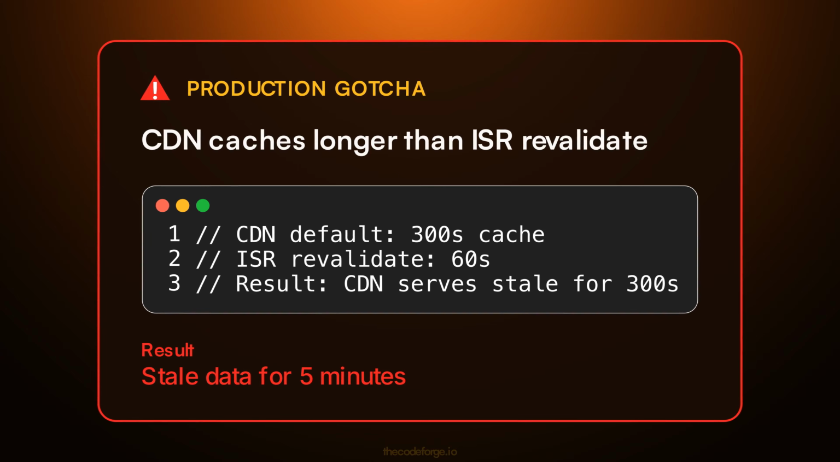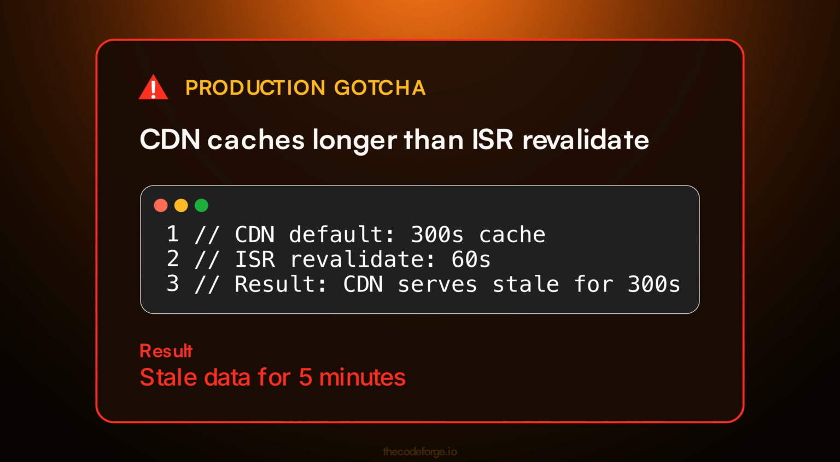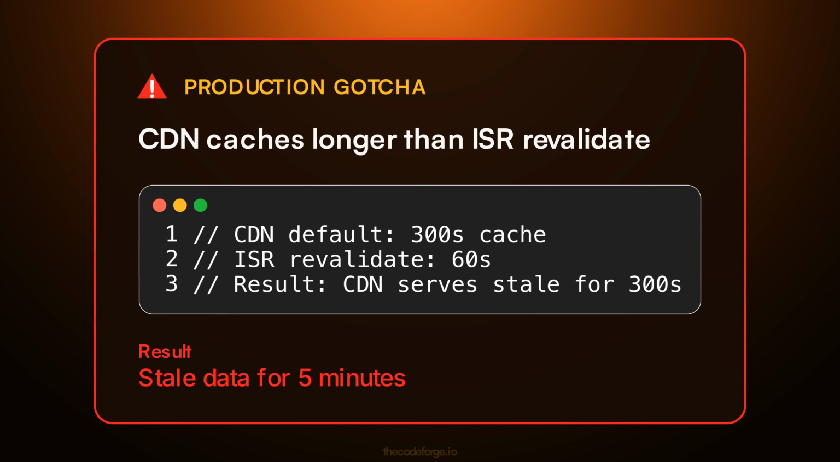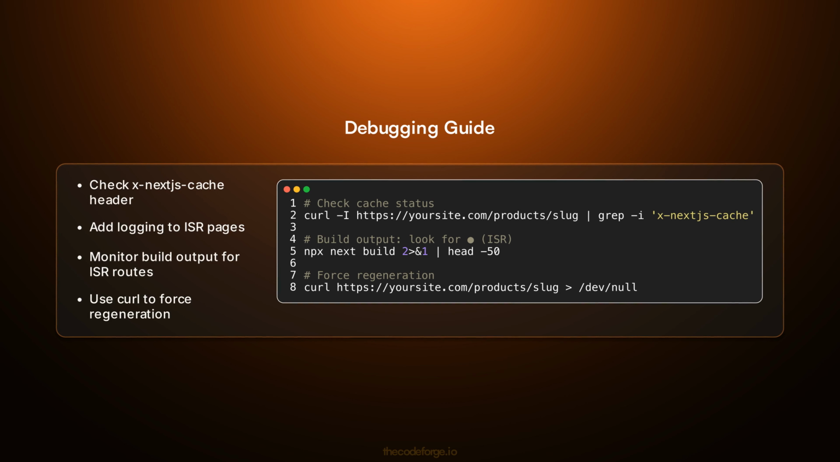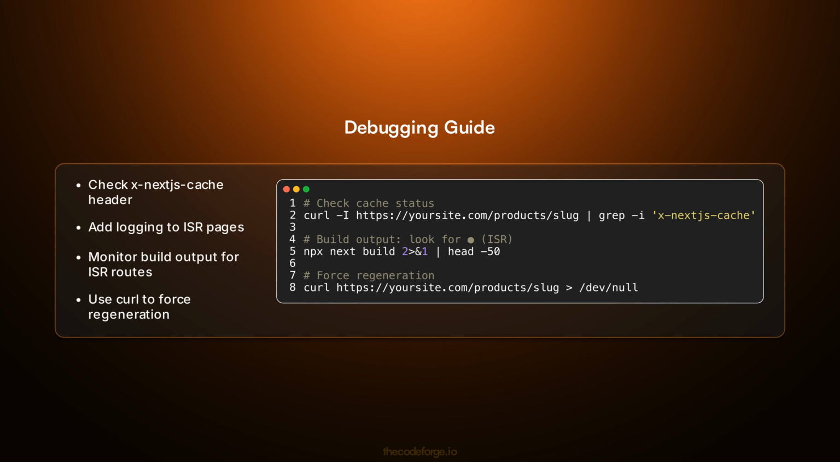If your content delivery network caches for 300 seconds, but ISR revalidates every 60 seconds, users see stale data for 5 minutes. Always align content delivery network s-maxage with your ISR revalidate value. To debug ISR, check the Next.js cache header. Hit means cached, stale means regeneration triggered, miss means no cache. Add logging to your page component to track render timestamps. Use curl to force a regeneration.